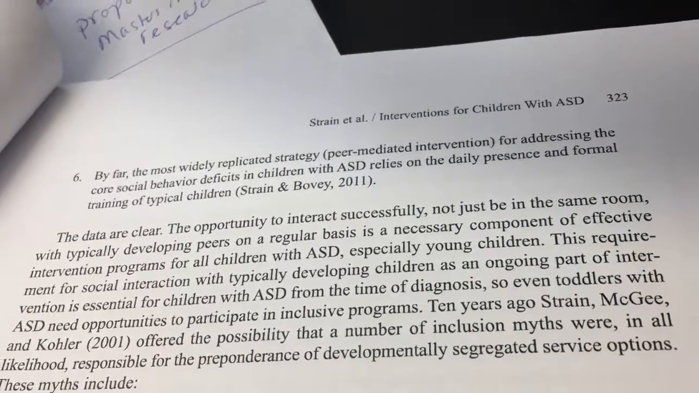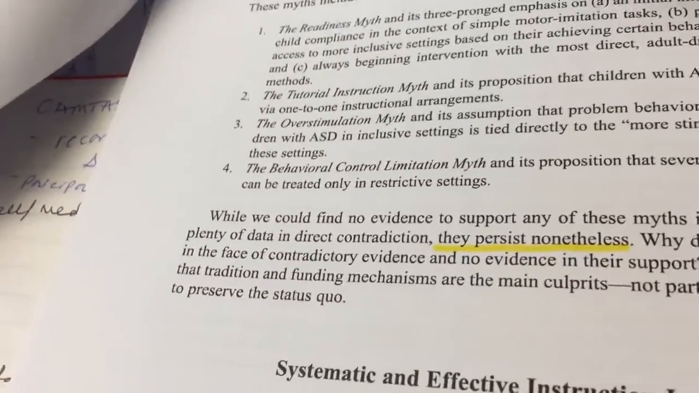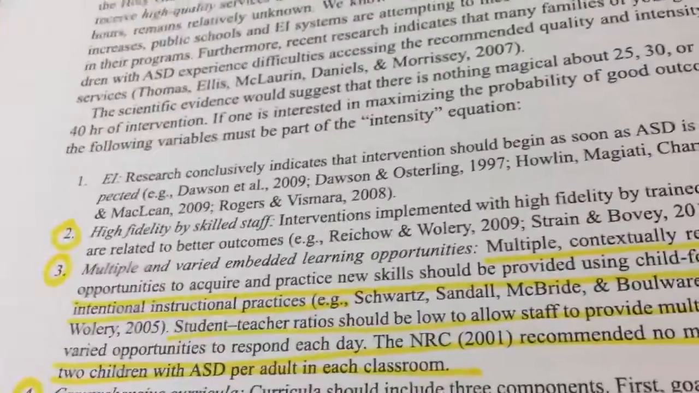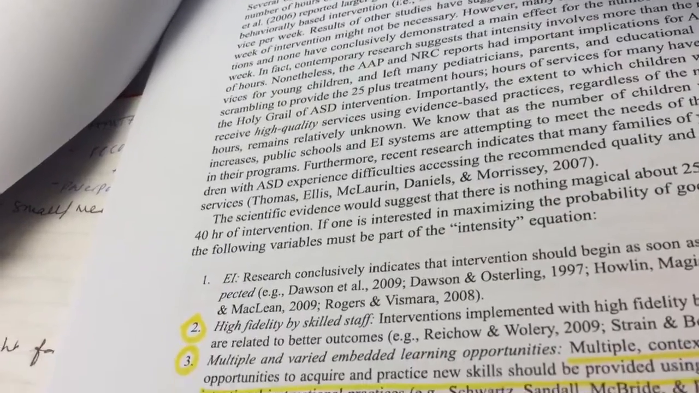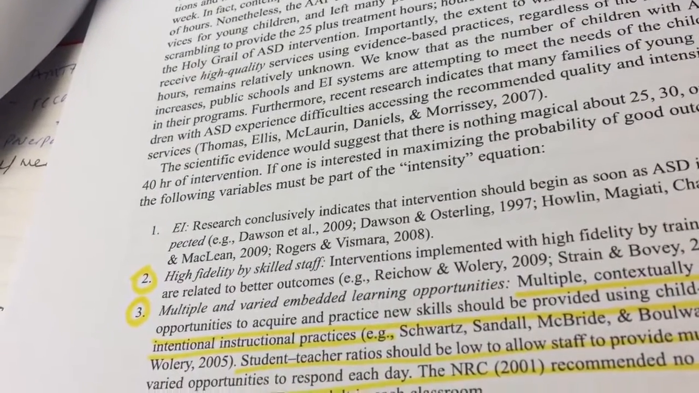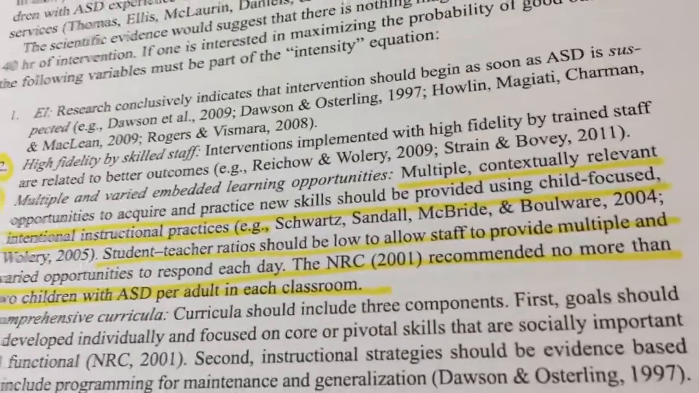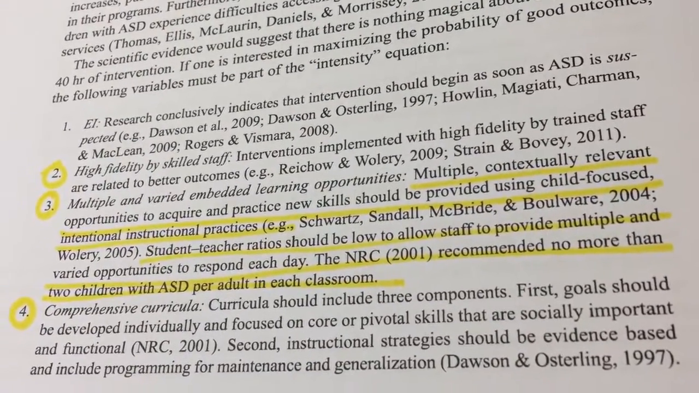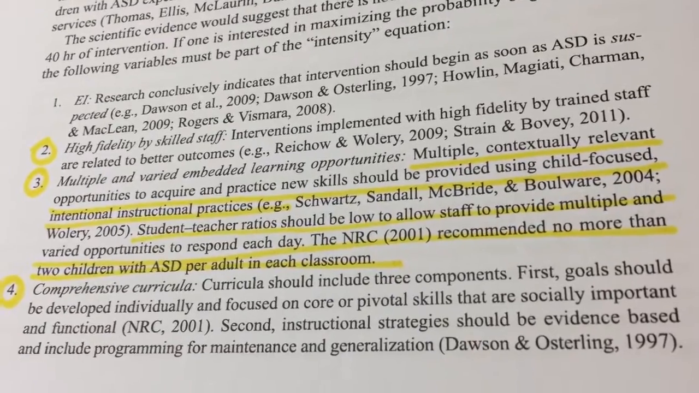Okay? And then it goes on through the data and then some myths, and I really suggest that you take a bit of a look at the article. Something else that I really wanted to point out on page 325, and this is about maximizing outcomes, is part of what you have in a classroom is these multiple contextually relevant opportunities to acquire and practice new skills. And this doesn't matter whether it's a child with ASD or a child learning to read. You want to give them lots and lots and lots of opportunities to practice this new skill that they're learning.